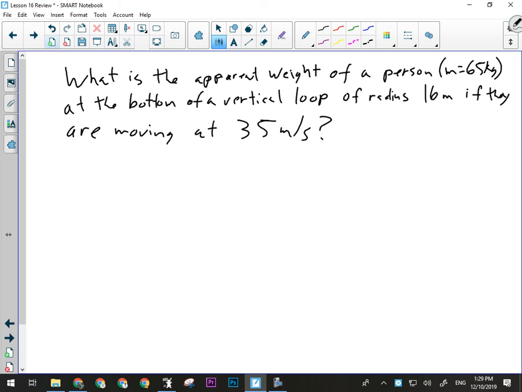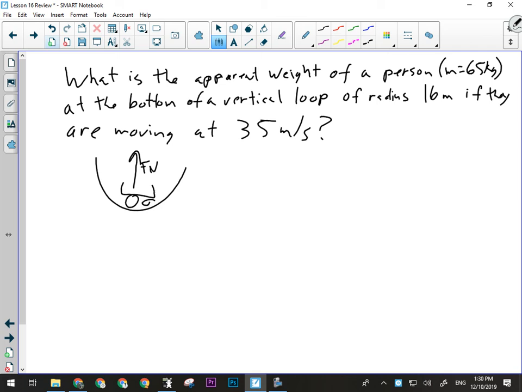Okay, so we have a vertical loop. We're at the bottom of it on the inside. It's got a radius of 16 meters, and we're moving at 35 meters per second. We're looking for the apparent weight. What force is apparent weight? Normal force. That's something you'll definitely need to remember.